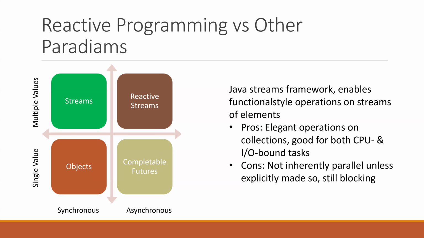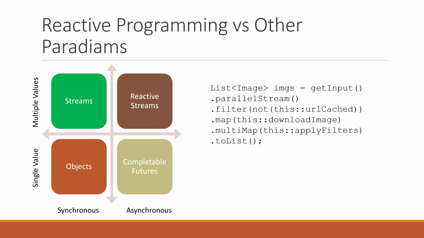Okay. All right. Here's an example of a stream. I get input. I have a parallel stream here. I'm filtering it. I'm mapping it. I'm doing a flat map, and then I'm converting it to a list. So pretty straightforward, easy to understand concept, but it's still synchronous. I'm not going to return until it's done with all the steps there.